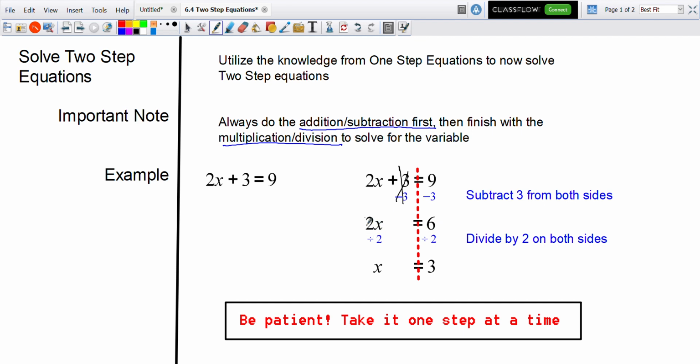To get rid of the 2 with the variable, that's the coefficient here, 2. Since this is 2 times x, the opposite of multiplying by 2 is to divide by 2. And we divide by 2 on both sides. That gets rid of the 2's, so it's x by itself. And 6 divided by 2 is 3. So x would have to equal 3.